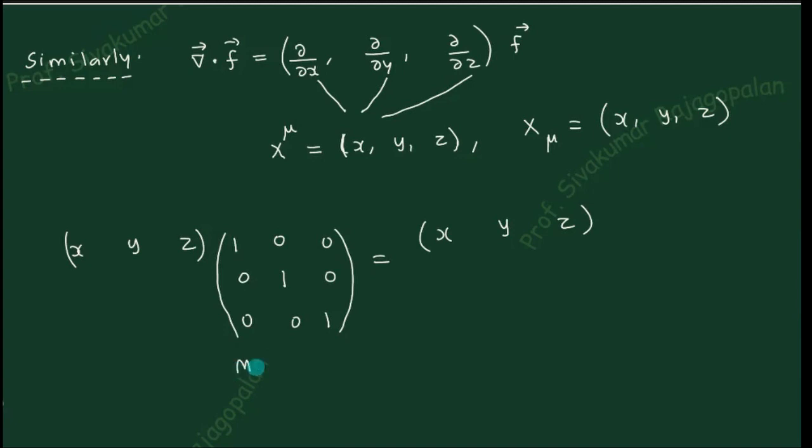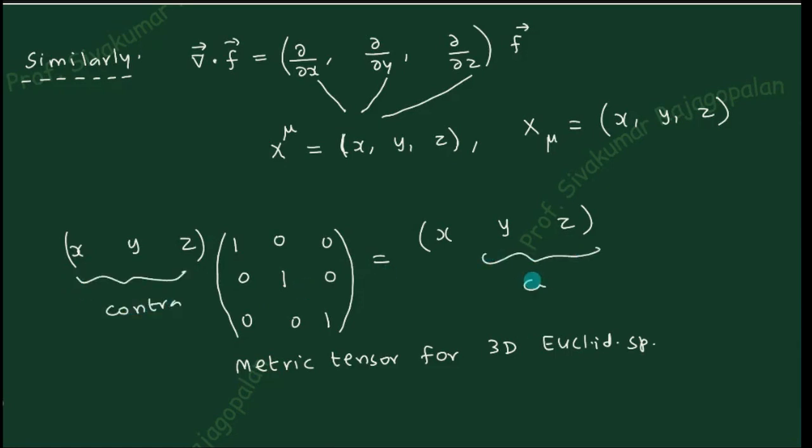Now this is actually the metric tensor for the usual 3-dimensional Euclidean space. Since this is an identity matrix, you don't feel that you are doing a multiplication. Actually, you are multiplying and getting the result, but you don't even feel that we are performing this kind of multiplication. That is why we say that there is no difference between the contravariant one here and the covariant one.